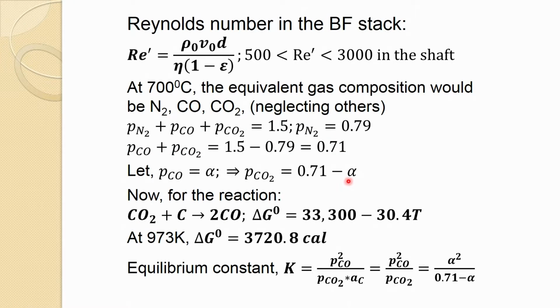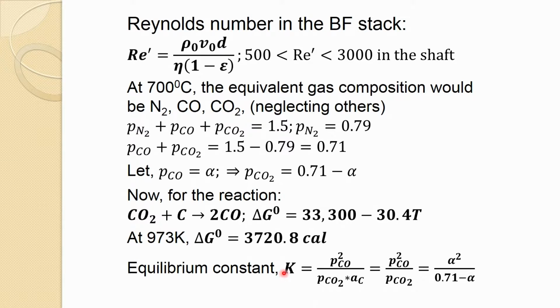CO2. So, now we have to use the reaction. CO2 plus C gives 2 CO, this is quite a standard one, and the free energy of the reaction is given by this. So, we can calculate the free energy from this. We know the temperature is 700 degrees Celsius. So, the free energy for this reaction at 700 degrees Celsius is 3720.8 calories.